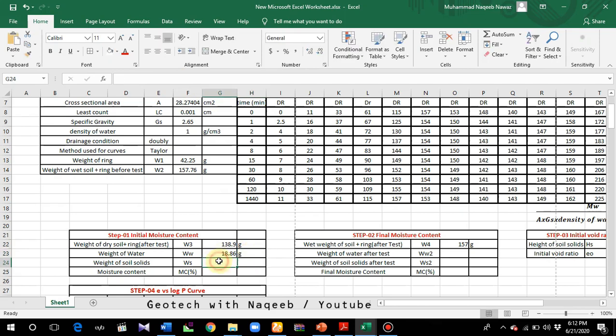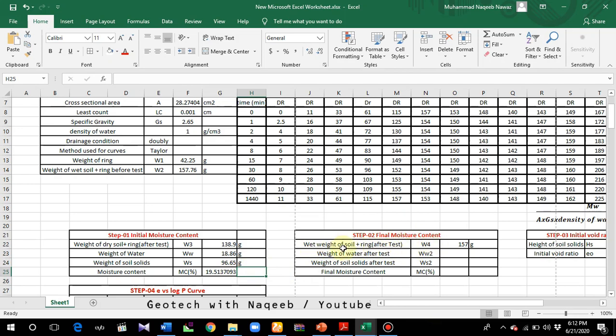The next step is to find out the weight of soil solids. If I subtract the weight of the ring from this, then I'll obtain the weight of soil solids. Now moisture content, as I earlier told you, is weight of water divided by weight of soil solids into 100. This is how we'll obtain the moisture content, that is the initial moisture content, in percentage. Now the second step is to find out the final moisture content.